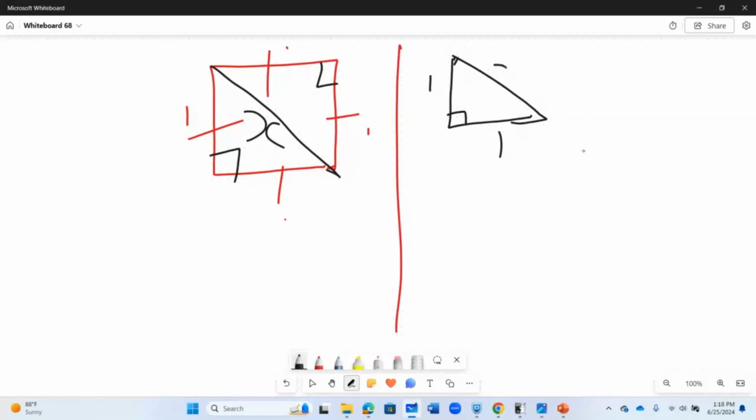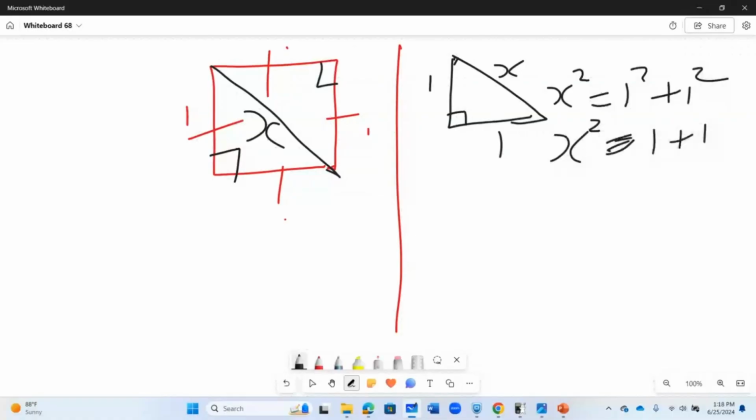So I want to find x. By the Pythagorean theorem again, we can find x. The hypotenuse squared is equal to the sum of the squares on the legs, right? So the hypotenuse squared is equal to 1 squared, which is 1, plus 1. Therefore, x is equal to the square root of 2.